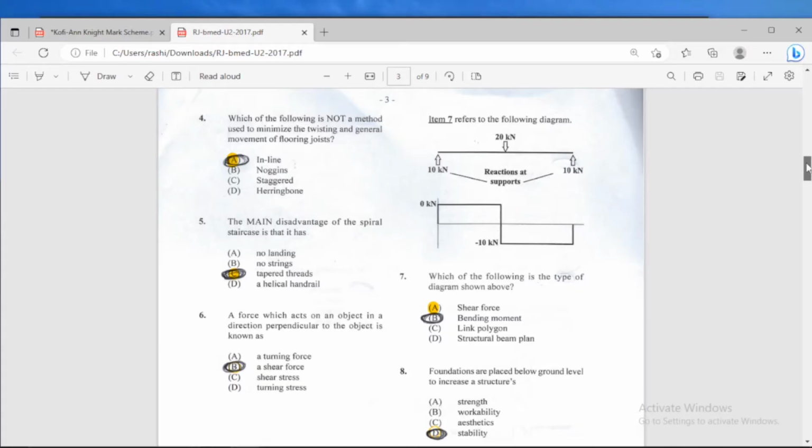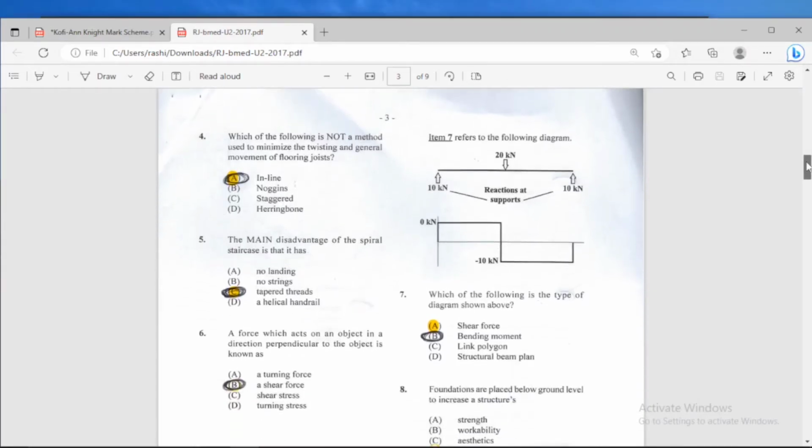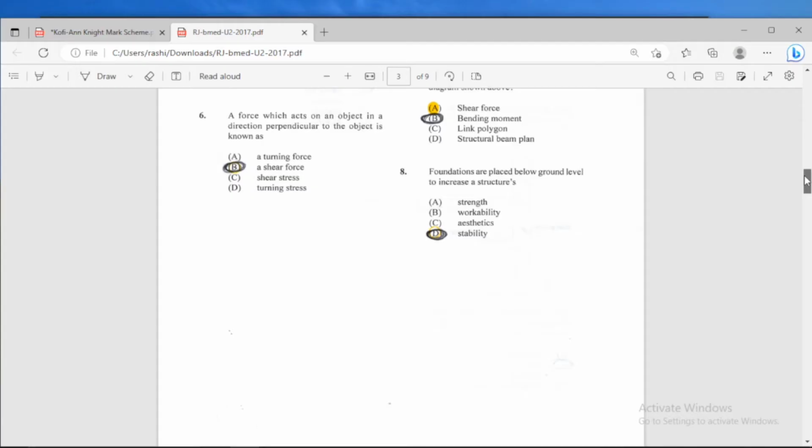Alright, so here now, we have item 7. For item 7 it says, which of the following is the type of diagram shown above? So we're looking at this diagram above. Is it a shear force diagram, a bending moments diagram, a link polygon, or a structural beam plan? Well, what we're actually looking at here is a shear force diagram. We have the free body diagram at top, above the shear force diagram, and then below that we have the shear force diagram. If we were to draw a bending moments diagram, it would be below the shear force diagram here.